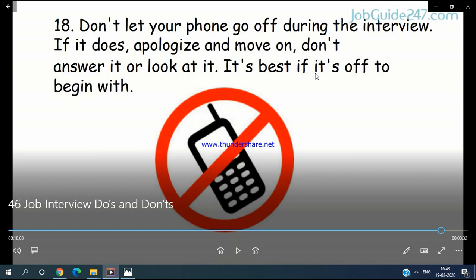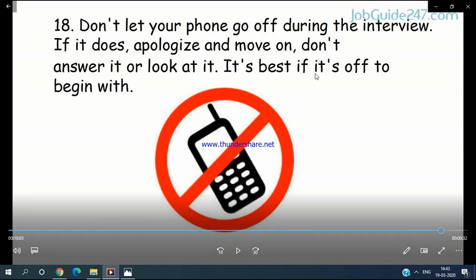Very good. This is a common habit of everyone, including me. Whenever we go anywhere, we don't keep our phone silent, and that is very bad, right? So whenever you are in the office, whenever you are in the classroom, especially when you are going to give an interview, keep your phone silent or try to switch off your phone. If you cannot switch off the phone, keep it on silent.